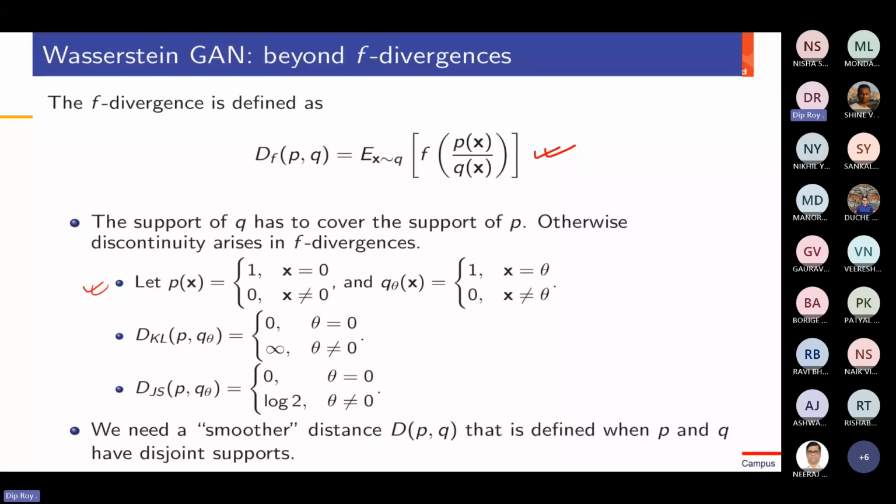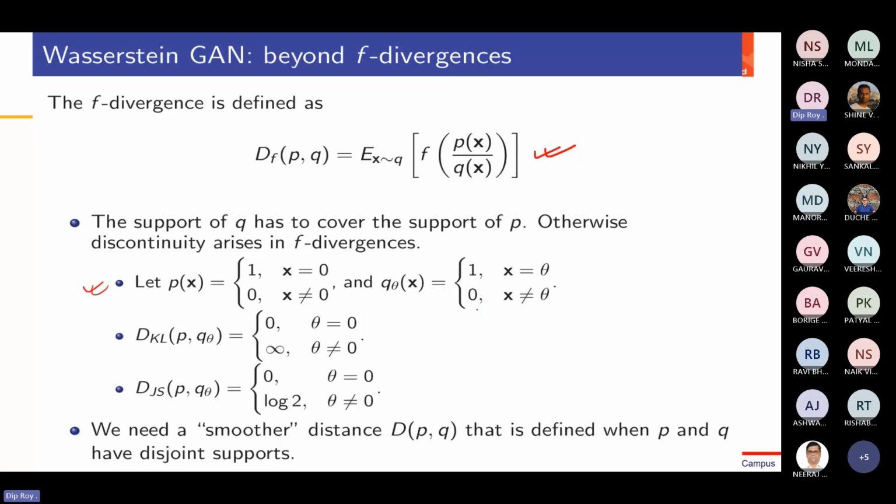Let P of X be equal to 1 at X equal to 0. That means all the probability mass, it's a very simple distribution, all the probability mass is 1 at X equal to 0. And everywhere else, if X is not equal to 0, it is 0. Okay. And Q of X has its probability mass of 1 at X equal to theta, and if X is not equal to theta, it is 0.